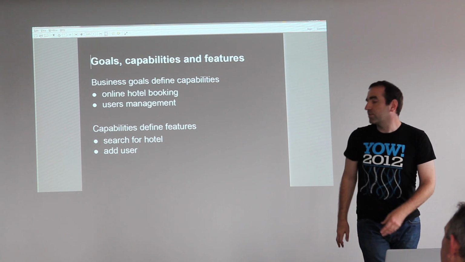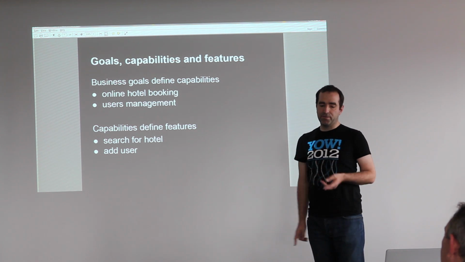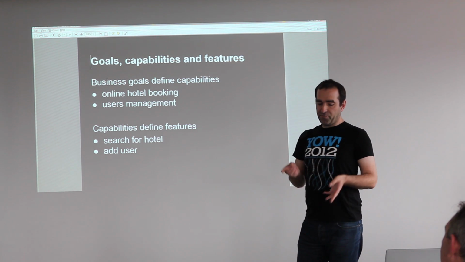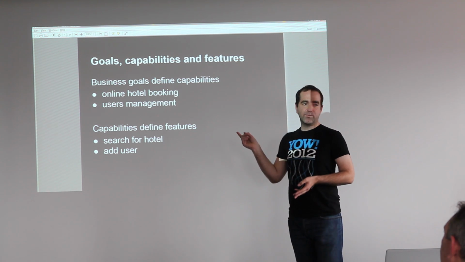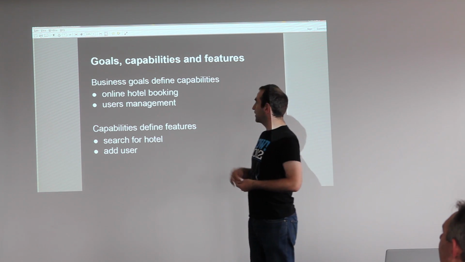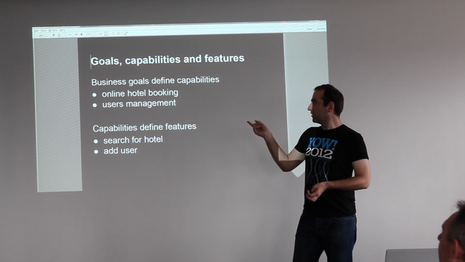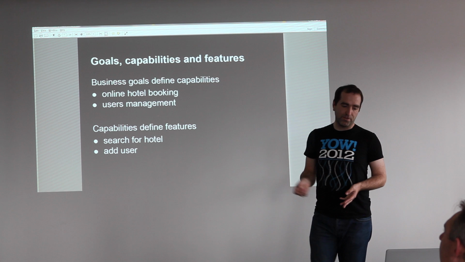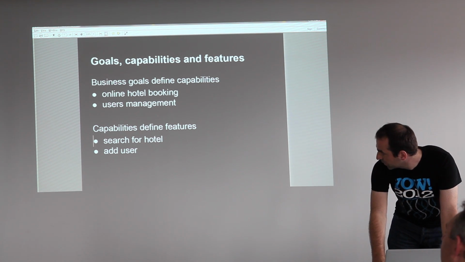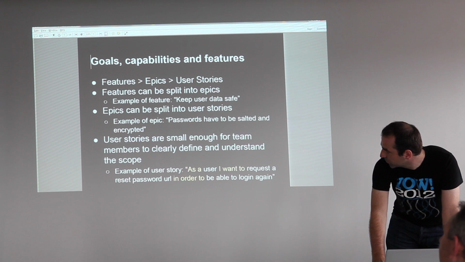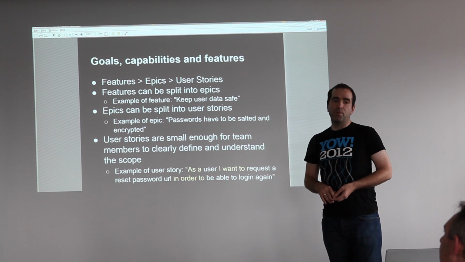So when the business goals are clear, we can come up with the capabilities. And the author of that book defines capability as a very high-level concept. For example, online hotel booking is a capability, and the feature for that capability can be searching for a hotel. Features for the capability user management are adding a user, editing, searching for users. As we are exploring those capabilities in more details, we come up with features.